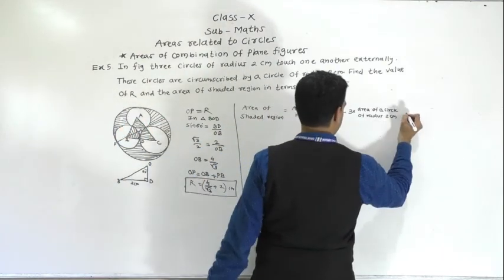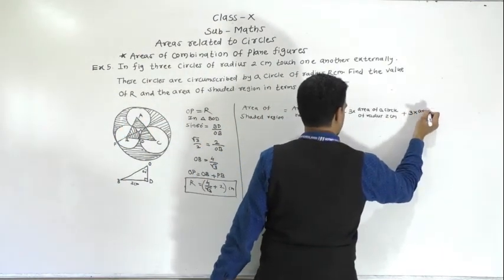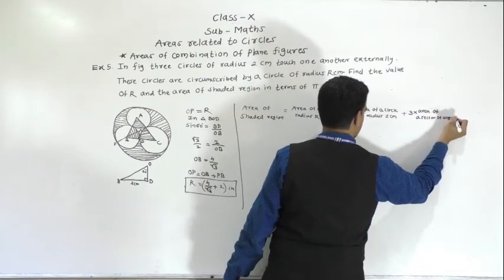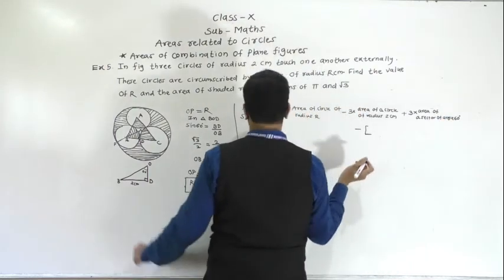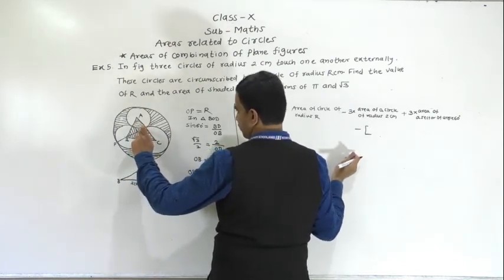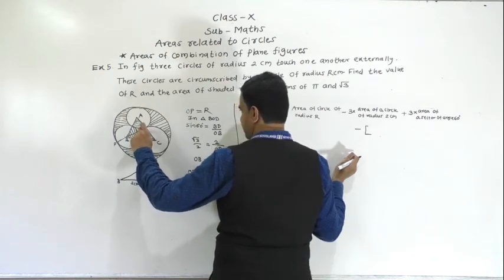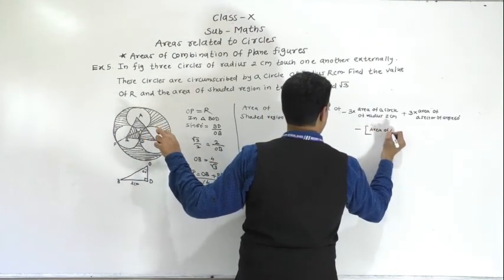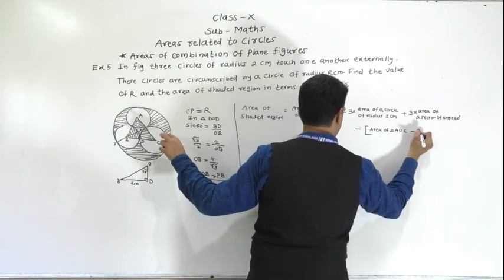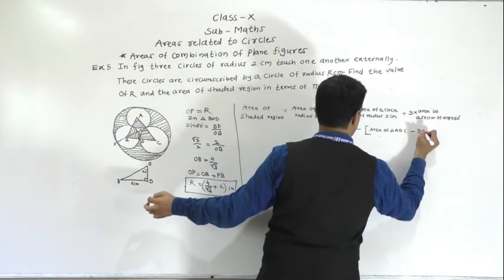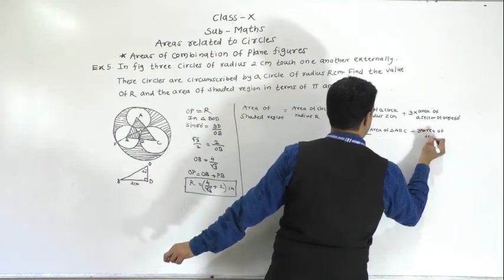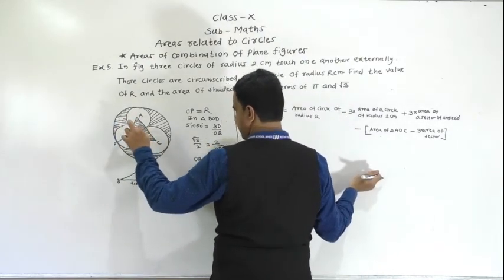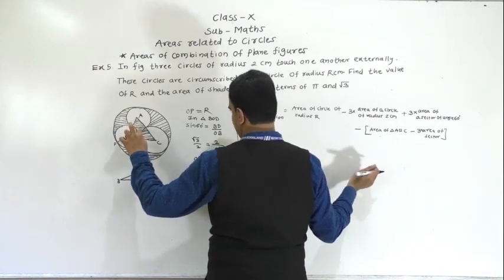Plus these three sectors are there having angle 60 degrees, because this ABC is an equilateral triangle. So plus 3 into the area of a sector of angle 60 degrees, minus, now we have to subtract this area, because we don't want this area. So minus, how will we get this area? So minus the area of triangle ABC minus 3 into the area of sector. How will we get this area? The area of triangle ABC minus these three sectors, we will get this area, and we have to subtract this area because we don't want this area.